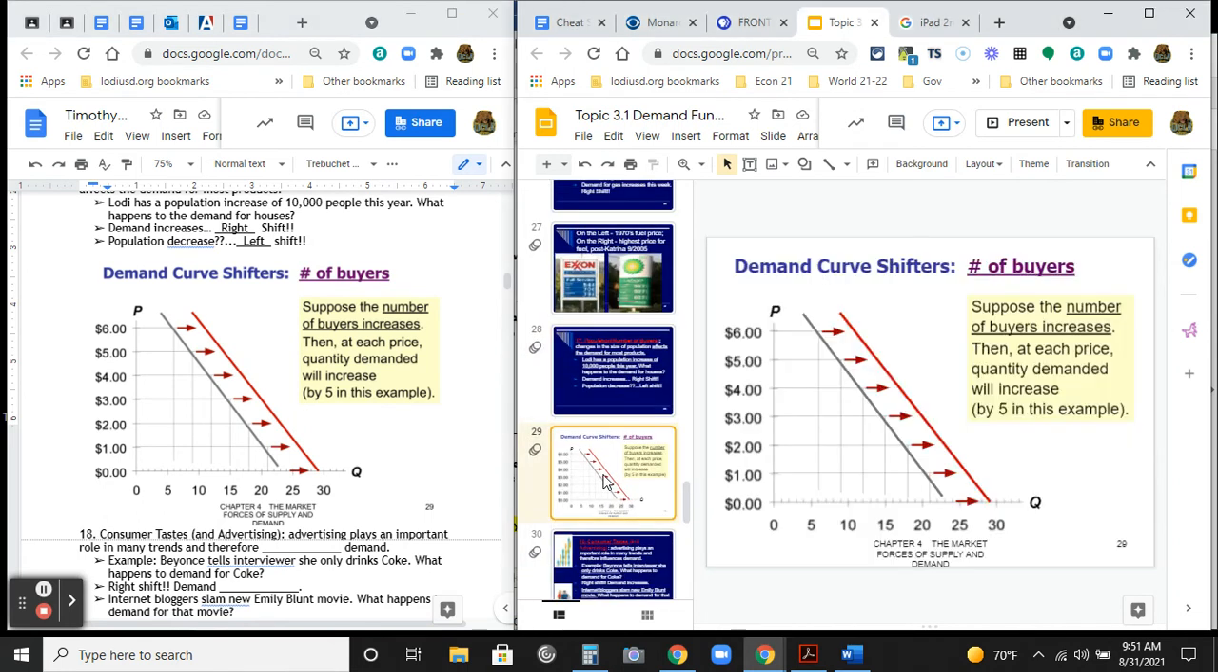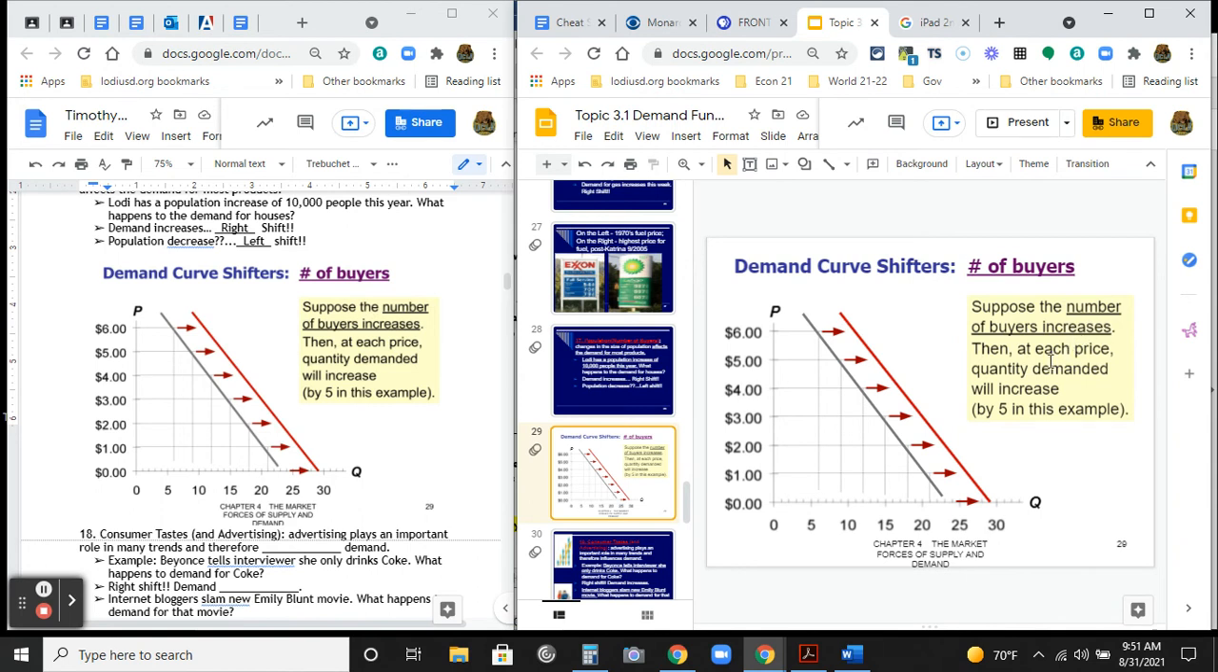Let's keep going. Let's look at this one. Demand curve shifters: the number of buyers. Suppose the number of buyers increases. Then at each price, the quantity demanded will increase by 5. In this example, when you've got a straight line, by the way, it tends to be a unitary demand curve. When you have a curved one, it's not unitary. It's more dependent on the price. Anyway, that's going to come up in a later unit.